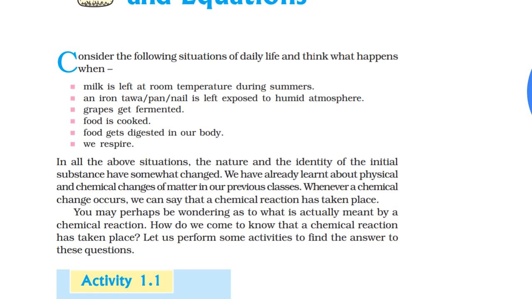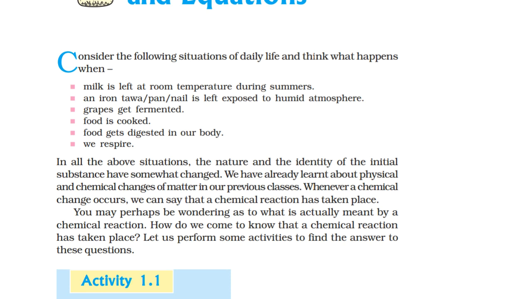Consider the following situations from daily life and think about what happens when milk is left at room temperature during summers. An iron tawa, pan or nail is left exposed to the atmosphere. Grapes get fermented. Food is cooked. Food gets digested in our body. We respire. In all the above situations, the nature and identity of the initial substance have changed. We have already learned about physical and chemical changes of matter in our previous classes. Whenever a chemical change occurs, we can say that a chemical reaction has taken place.